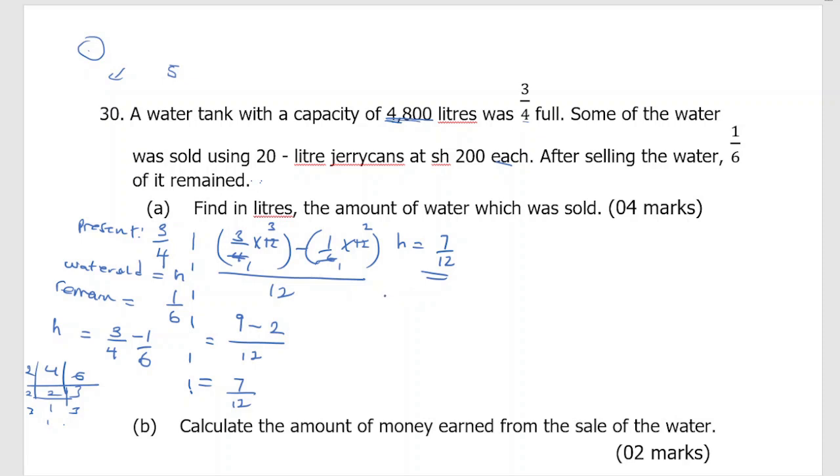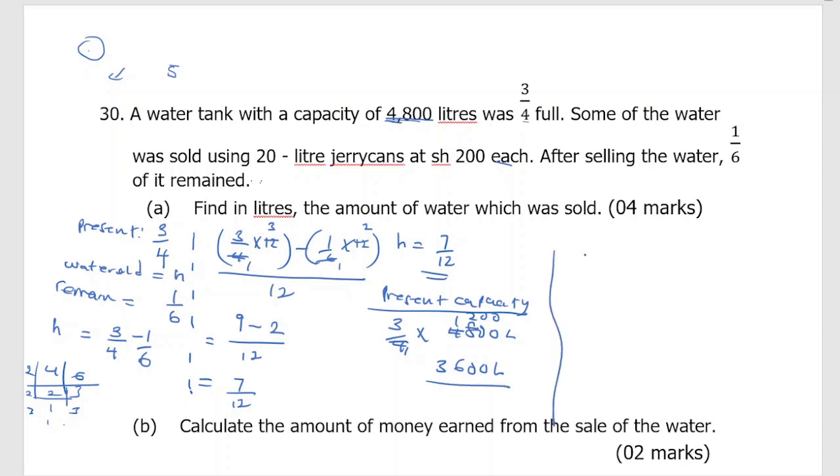So the present capacity is going to be 3/4 of the total when it is full, 4,800 liters. So 4 into 4,800 is 1,200, then times 3 gives 3,600 liters. Therefore the water sold, they sold 7 out of 12 of the present water which was there, 3,600 liters. So 7 out of 12 times 3,600 liters, 3,600 by 12, 3, then 0, then 0. Is it 3?